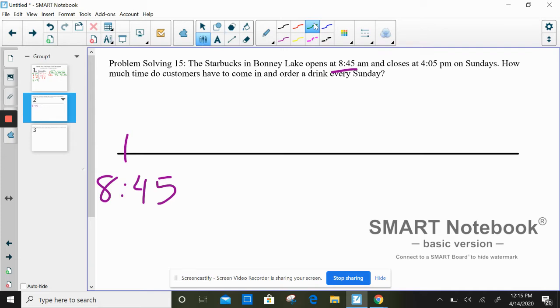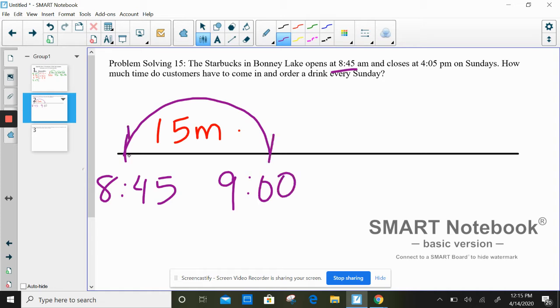Like for me, my mind initially goes to that I want to take this 8:45 and I want to get to 9 o'clock. Because then when I add anything after that, it's going to be really easy because you're going to just be adding an hour. So I'm going to ask myself, what do I need to add to 8:45 to get to 9 o'clock? Well, a lot of you know, to get from 8:45 to 9 o'clock, you're going to add 15 minutes. So I'm going to write 15 minutes here. Okay, and that's going to get me down to 9 o'clock.